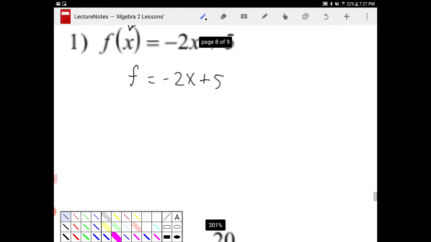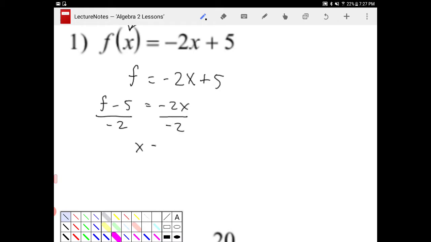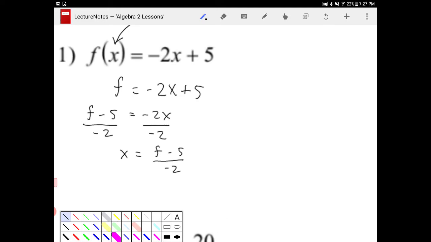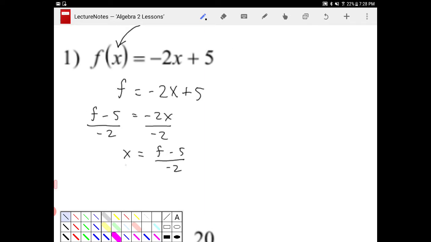And what I'm going to do is isolate x just like I did in the last video. But then at the end, I'm going to do something slightly different. So I'm going to subtract 5, and I'm going to divide by negative 2. So now I have x is equal to f minus 5 over negative 2. The next step that's going to be different is I'm going to be replacing x and f with f and x. So what do I mean by this? I'm going to turn x into f and f into x.